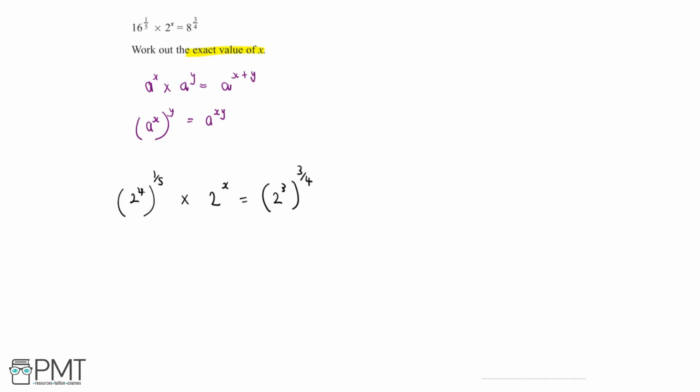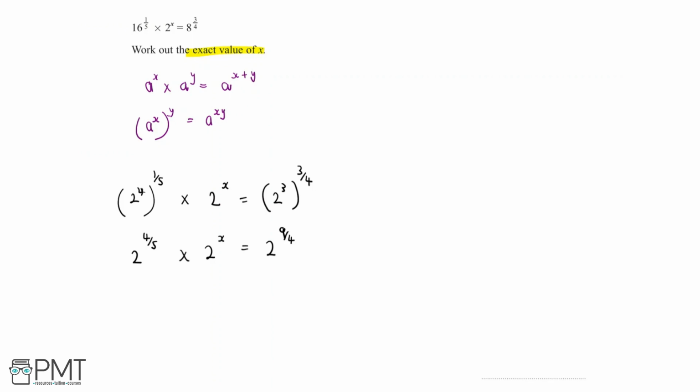Looking at the second law, we can say that 2 to the power of 4, all to the power of 1 over 5, is the same as 2 to the power of 4 multiplied by 1 over 5, which is the same as saying 4 over 5. We can leave 2 to the power of x as it is for now, and then 2 to the power of 3, all to the power of 3 over 4, is the same as saying 2 to the power of 3 multiplied by 3 over 4, and so we end up with 2 to the power of 9 over 4.